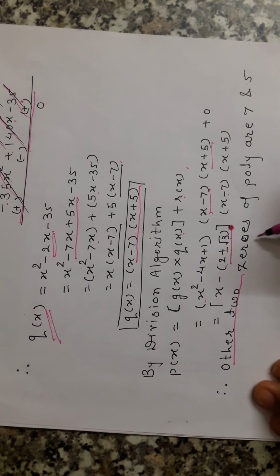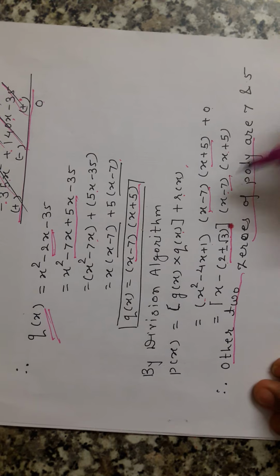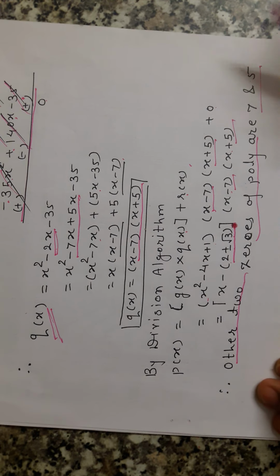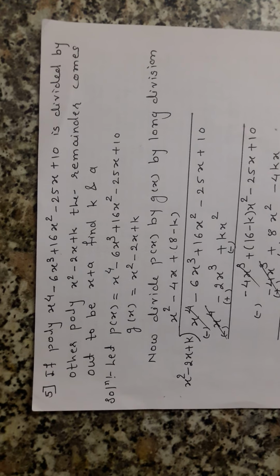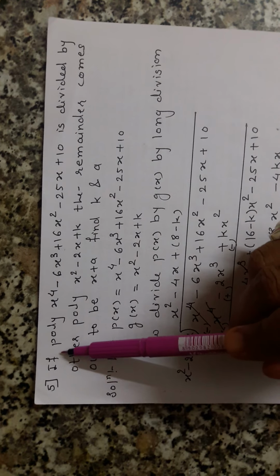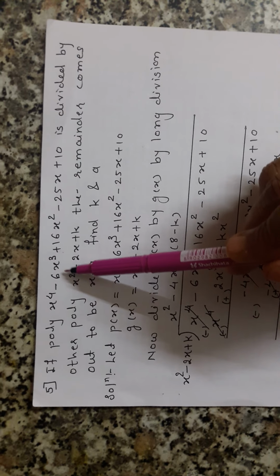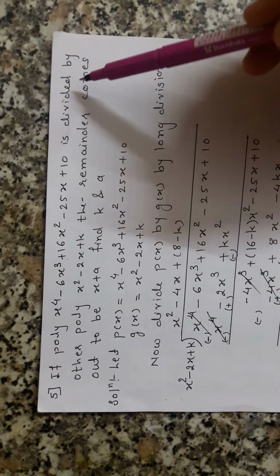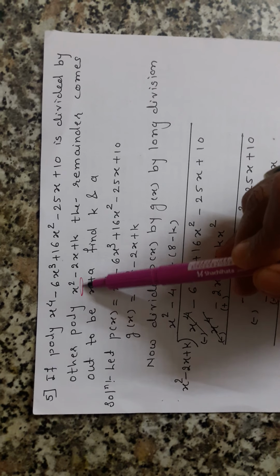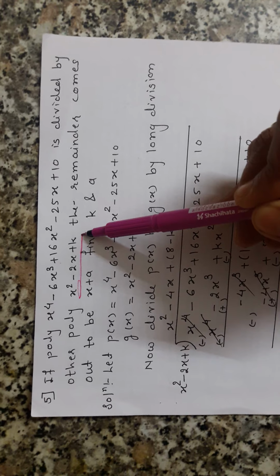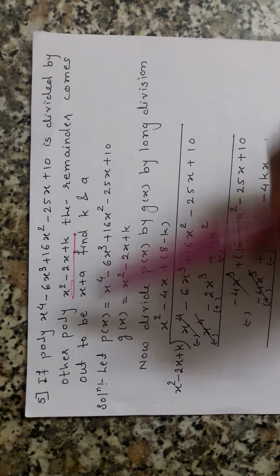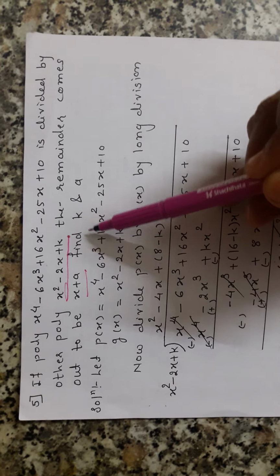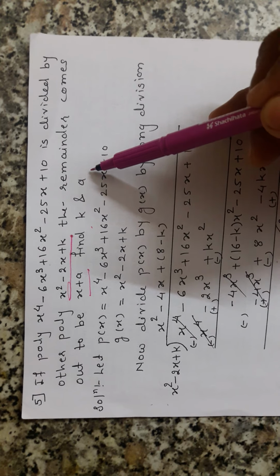Other two zeros of the polynomial are plus 7 and minus 5. Next, fifth problem: if the polynomial x raised to the power 4 minus 6x cube plus 16x square minus 25x plus 10 is divided by the other polynomial x square minus 2x plus k, the remainder comes out to be x plus a. Find the values of k and a.